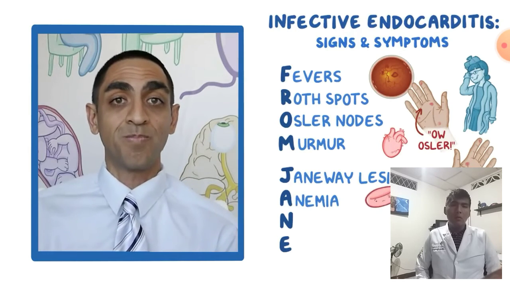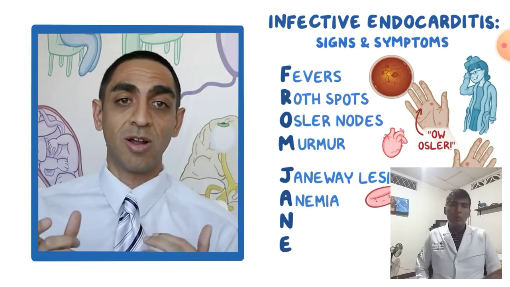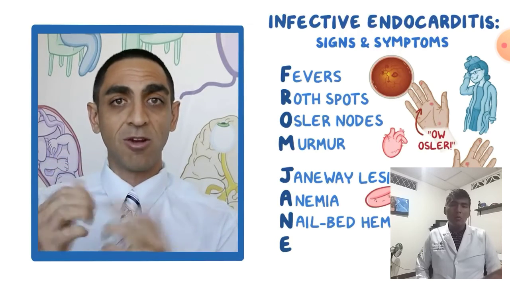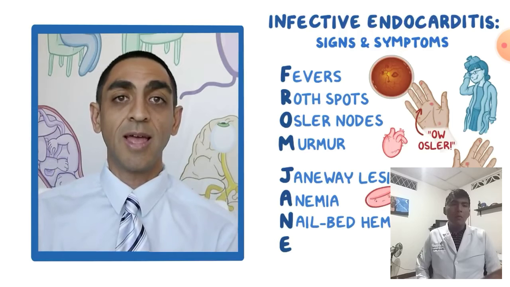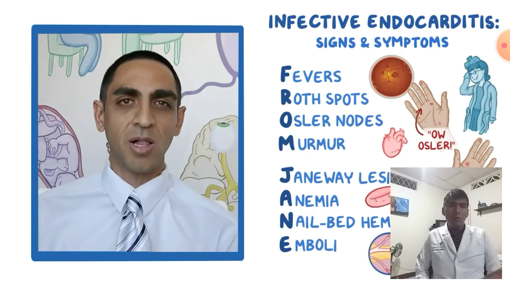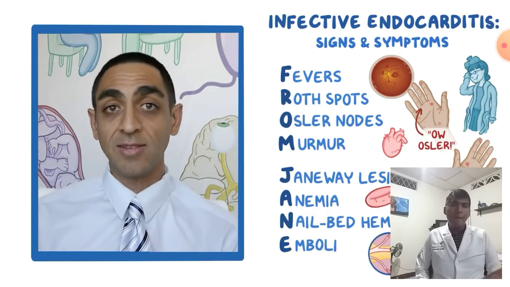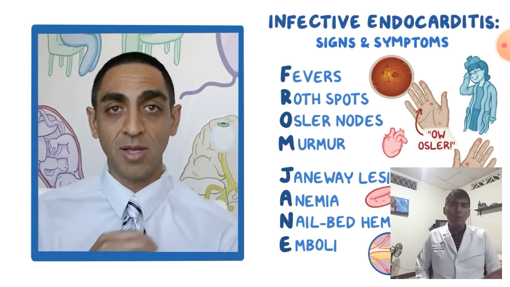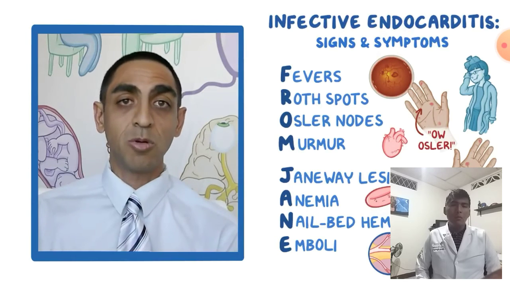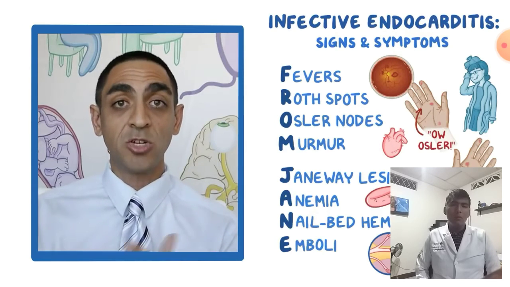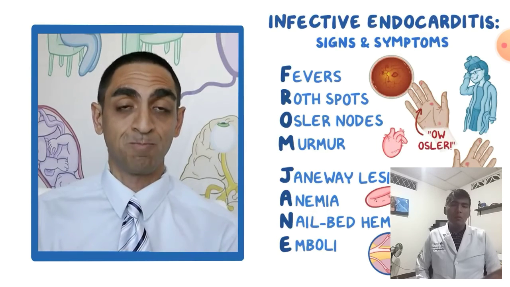A for anemia, N for nail bed hemorrhages. So I'm showing my nails, but nail bed or splinter hemorrhages they're sometimes called. And E for emboli. So sometimes you'll see embolic phenomena on a CT scan or an MRI or something like that. And that's often evidence, again, of something that's kind of spewing off of your valve and seeding other parts of your body. So from Jane are the signs and symptoms.